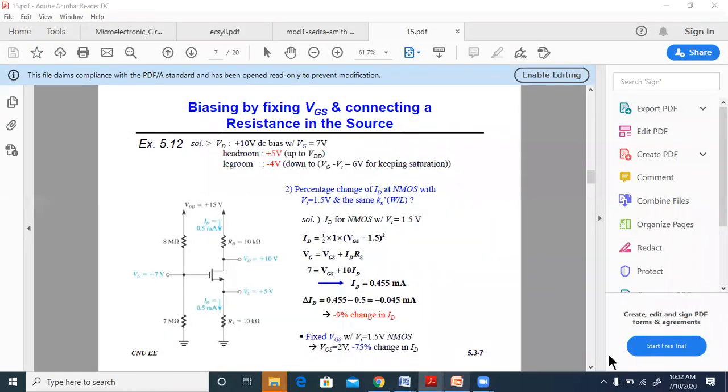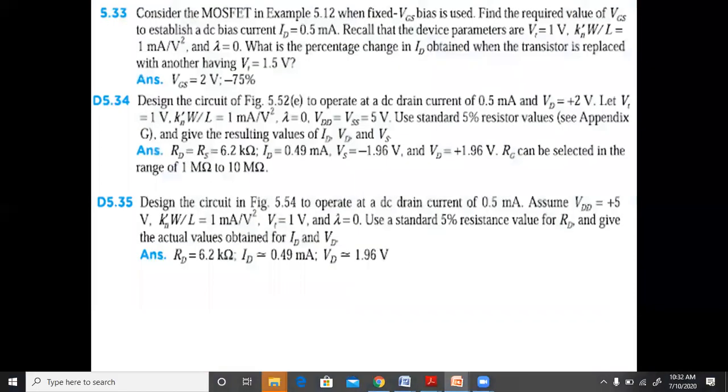Okay, so let us see one more numerical over here. Consider the MOSFET of Figure 5.12 when fixed VGS bias is used. Find the required value of VGS to establish a DC bias current of ID equal to 0.5 milliamperes.